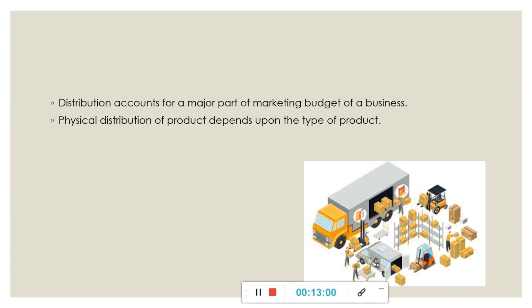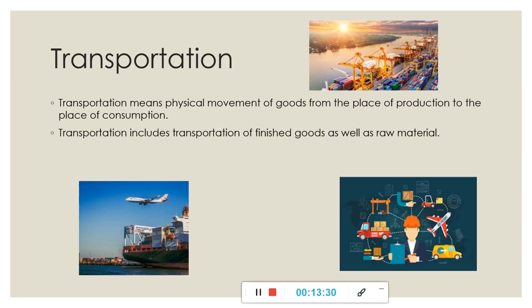One more thing is distributions account for a major part of marketing budget of a business. Physical distribution of a product is totally depends on the type of product. अभी आपने पहले पढ़ा होगा शायद टाइप ऑफ प्रोडक्ट क्या होते हैं, शेल्फ लाइफ ज़्यादा है, शेल्फ लाइफ कम है, ऐसे वाले प्रोडक्ट होते हैं, ड्यूरेबल, नॉन ड्यूरेबल. So these are the various different types of product and according to this you need to decide your physical distribution of the product. Now we will see the next part, that is the transportation.